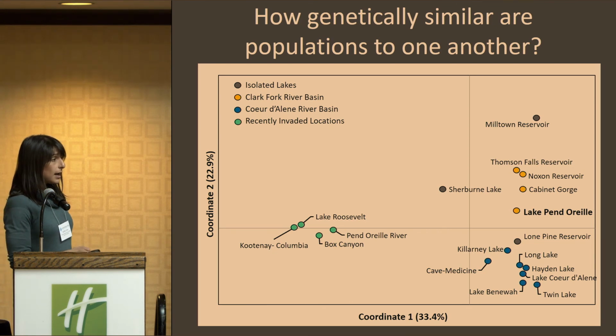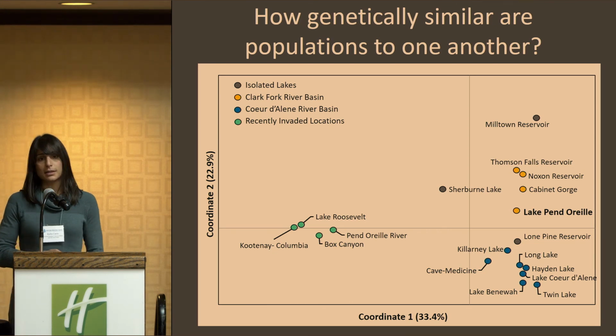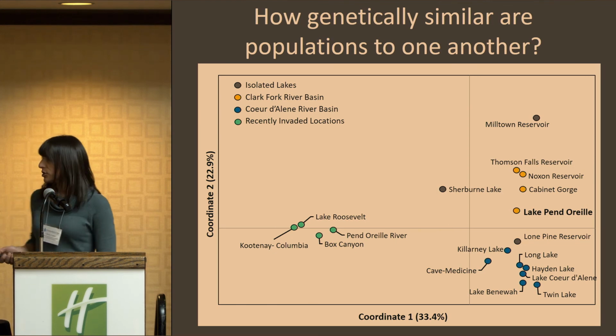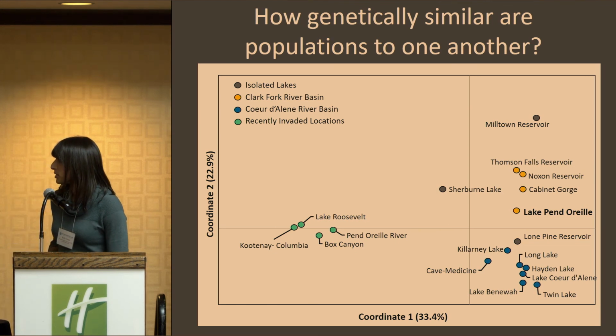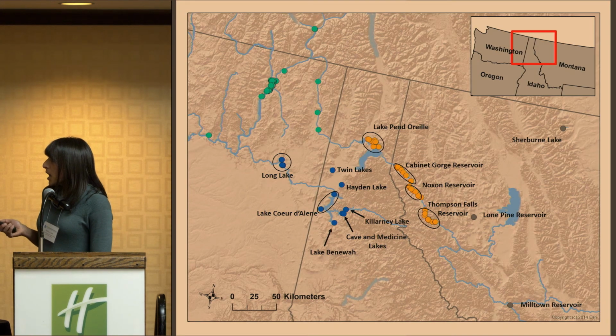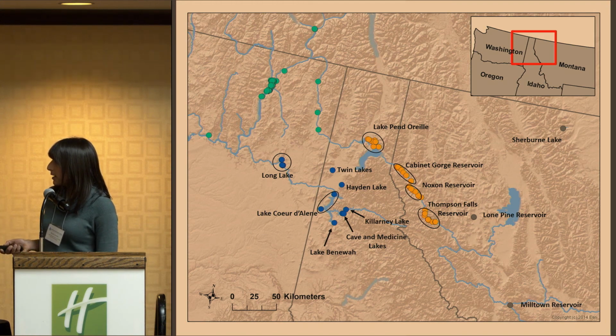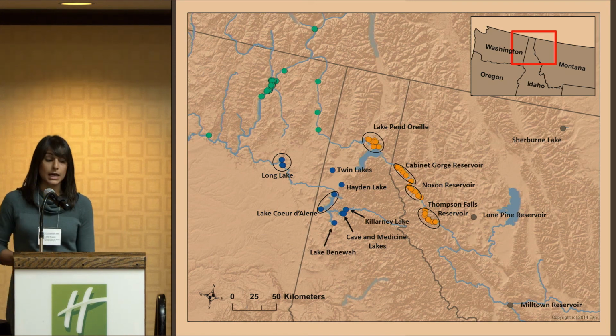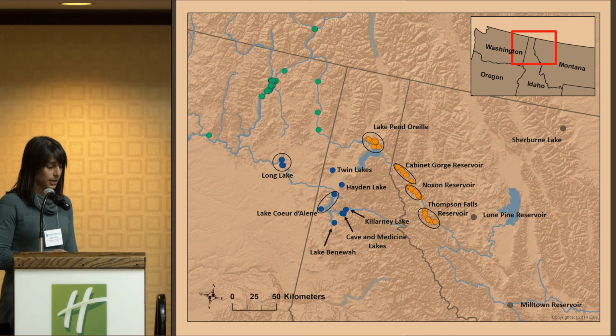Yet this still does not answer our question, where exactly did these fish come from, right? These fish are diverged because they have lower levels of genetic diversity currently. And so to address this question, we performed a genetic assignment analysis. This is what that looks like on the landscape. The color coding has been reversed here. So we have our fish in the Clark Fork Basin, our fish in populations in the Coeur d'Alene, our recently invaded areas, and then a few populations that we're considering relatively isolated without connection to these other areas.